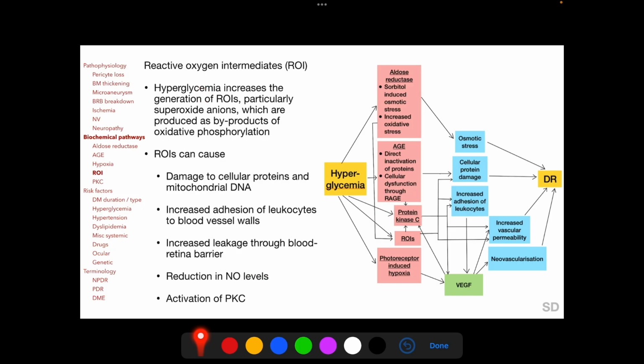Hyperglycemia increases the generation of reactive oxygen intermediates, particularly superoxide anions, which are produced as byproducts of the oxidative phosphorylation pathway, and otherwise can have multiple deleterious effects such as damage of cellular proteins and mitochondrial DNA, increased adhesion of leukocytes to blood vessel walls, increased leakage through the blood-retina barrier, reduction in nitric oxide levels, and activation of protein kinase C.